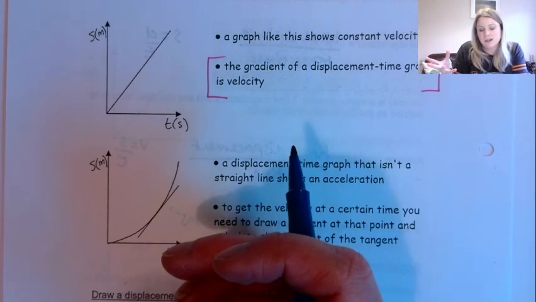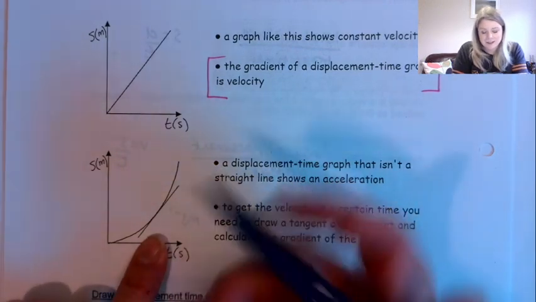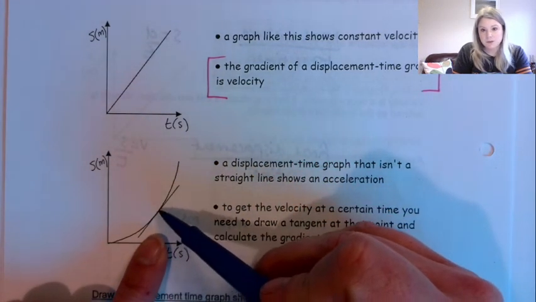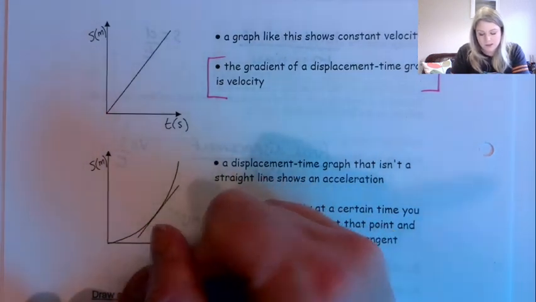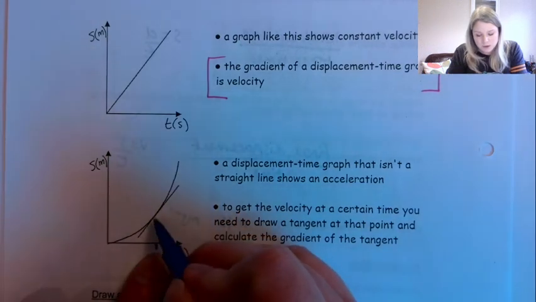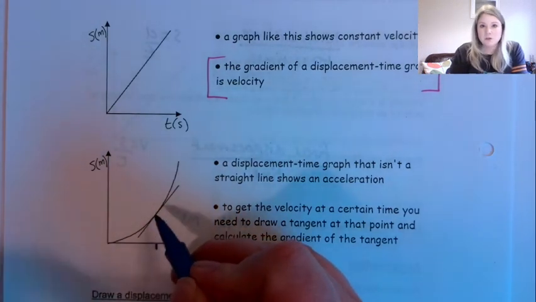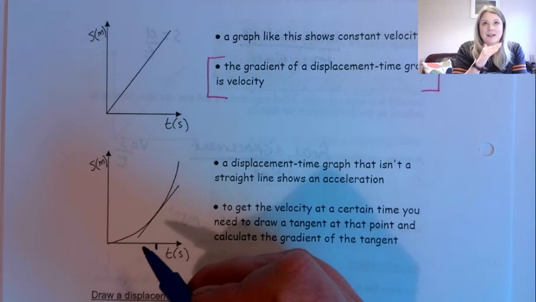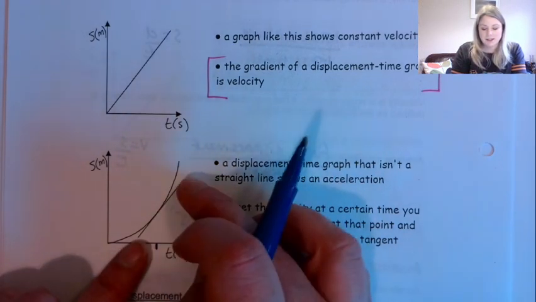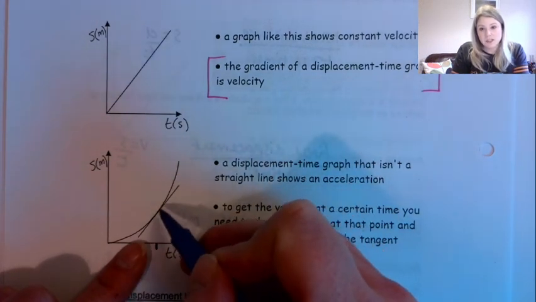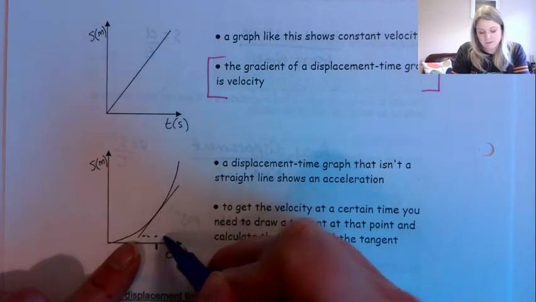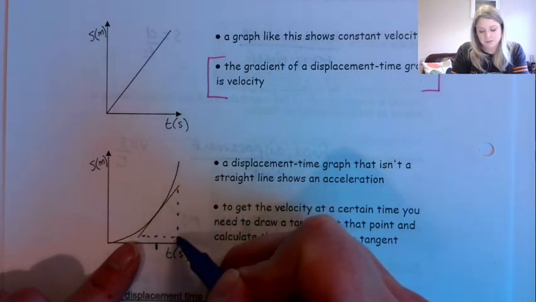So that's incorrect. So in that case, what we have to do is draw a tangent to the curve. So say it was this time that we were looking at in the question. You go to that point on the curve and you draw your tangent, which is just a line which just touches the curve, and you're trying to use that line to represent the steepness of the curve at that one particular time. Okay, then you would calculate the gradient of that tangent there.